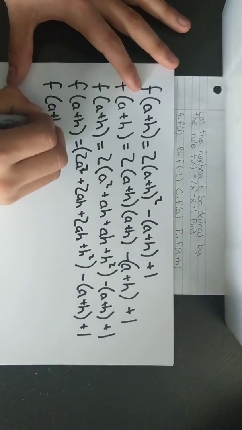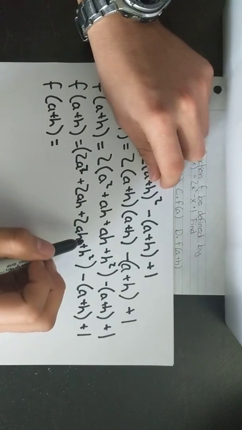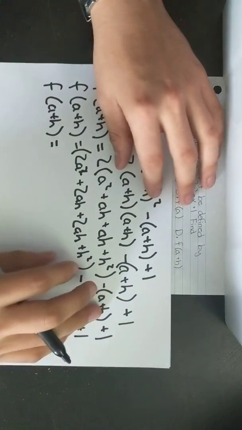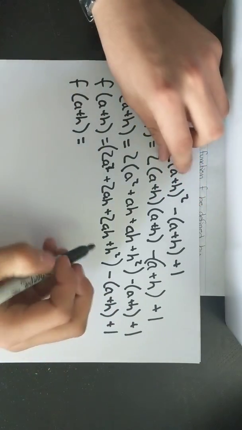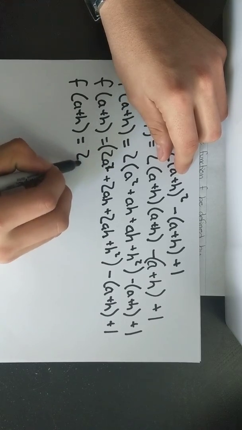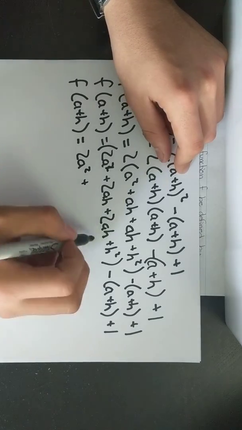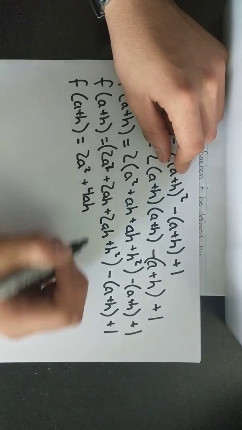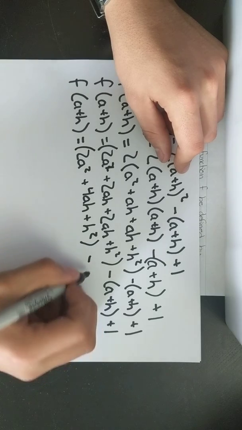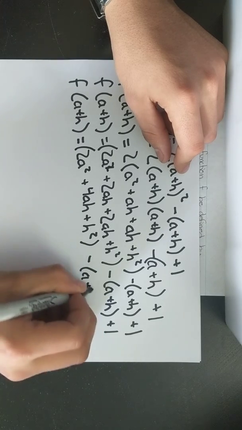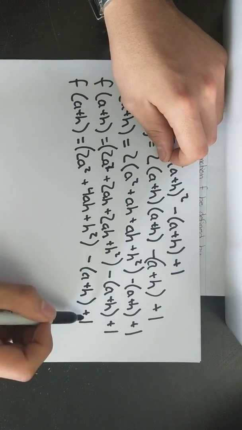F of (A plus H) equals, now all these terms, do we have anything that we can cram together? We can condense it more. Well, yes, we do. We have these 2 terms. They're exactly the same, so we can put them together. So we have 2A squared plus 2AH plus 2AH equals 4AH, right? Plus 2H squared, right? Minus (A plus H), plus 1, right? So we basically have all these, and we have to subtract it from here.